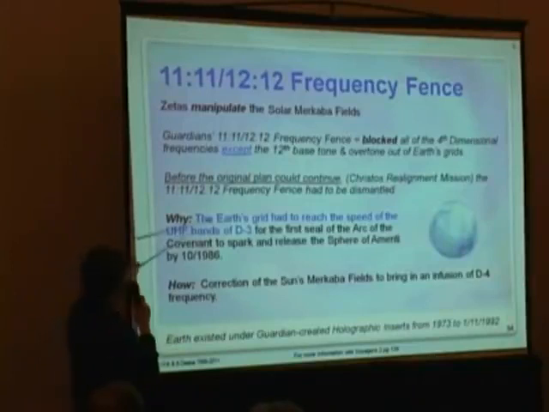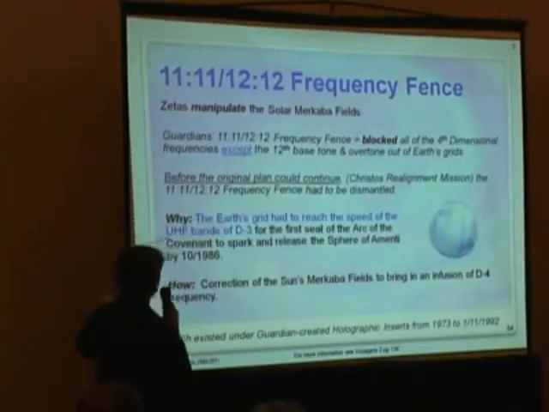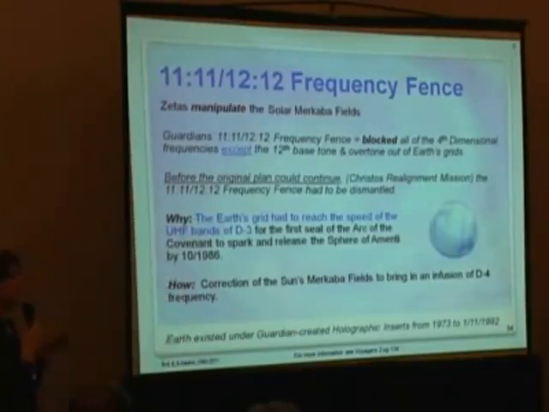Why? The Earth's grid had to reach the speed of the ultra-high frequency bands of D3 for the first seal of the Ark of the Covenant to spark and release the sphere of Amenti in 1986 so that the stellar activation cycle could begin. The sphere of Amenti is what holds the race morphogenetic field for the planet. Okay, so when people incarnate, they have to go through the sphere of Amenti. And this has to come down during the stellar activation cycle.